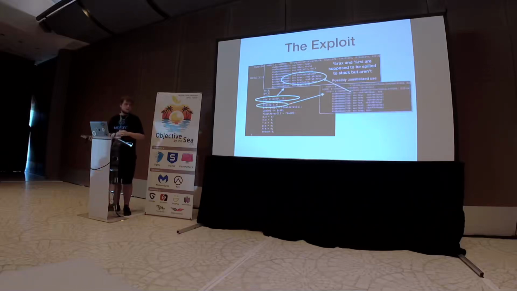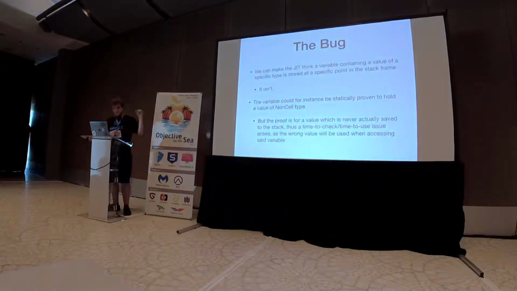Following that, we access ARI1 through the reference from the object that we created, and we pass that value to a call string constructor node. And the call string constructor node will convert an object to a string. And when you do that, it will type it specifically to not cell. And again, we can make the JIT think that a variable containing some value is stored at a specific point in the stack frame, but it isn't. And the variable we can prove to be of a value of not cell type. And the proof is for the value which is not saved to the stack.